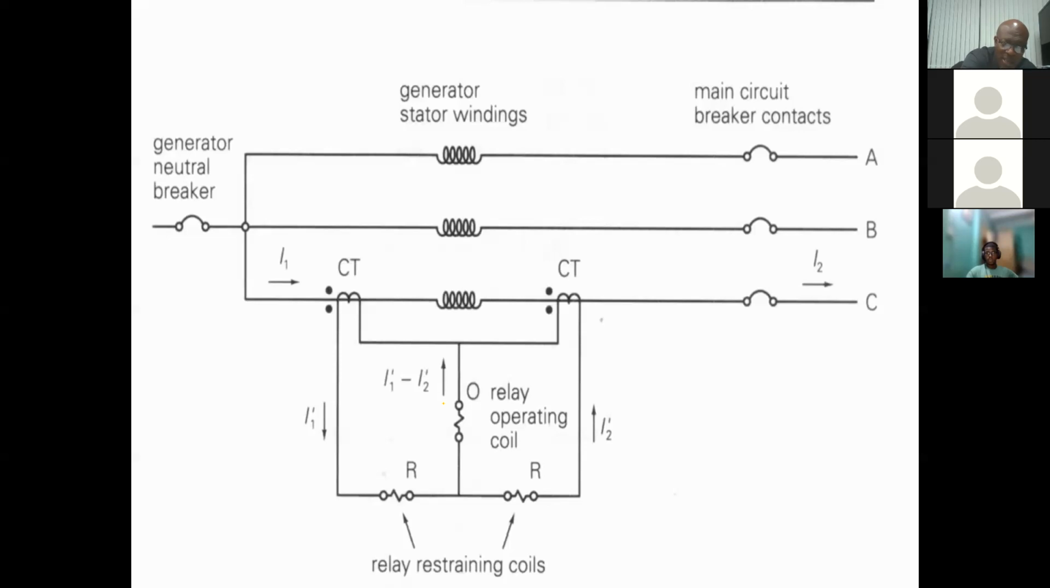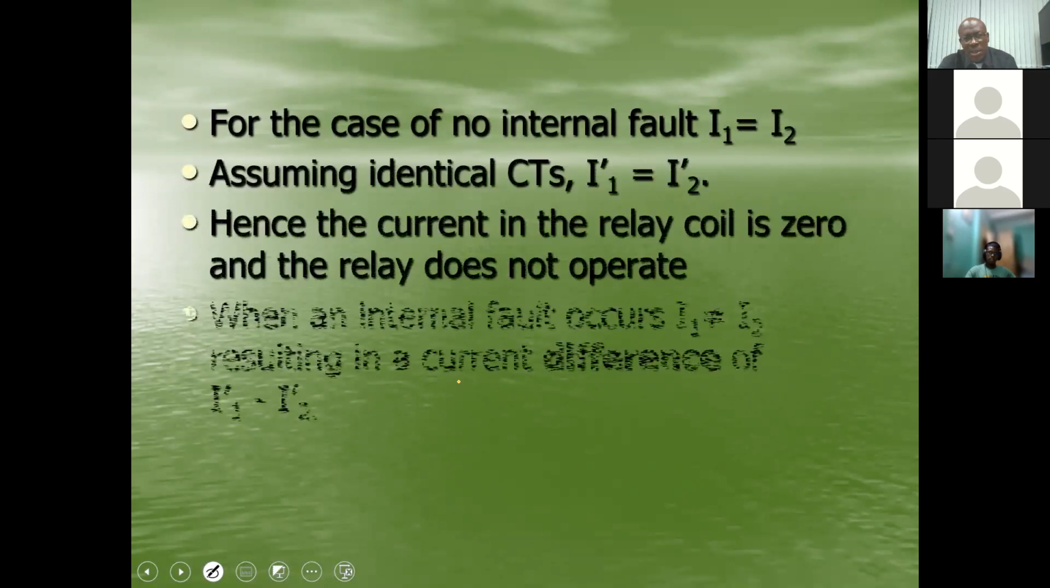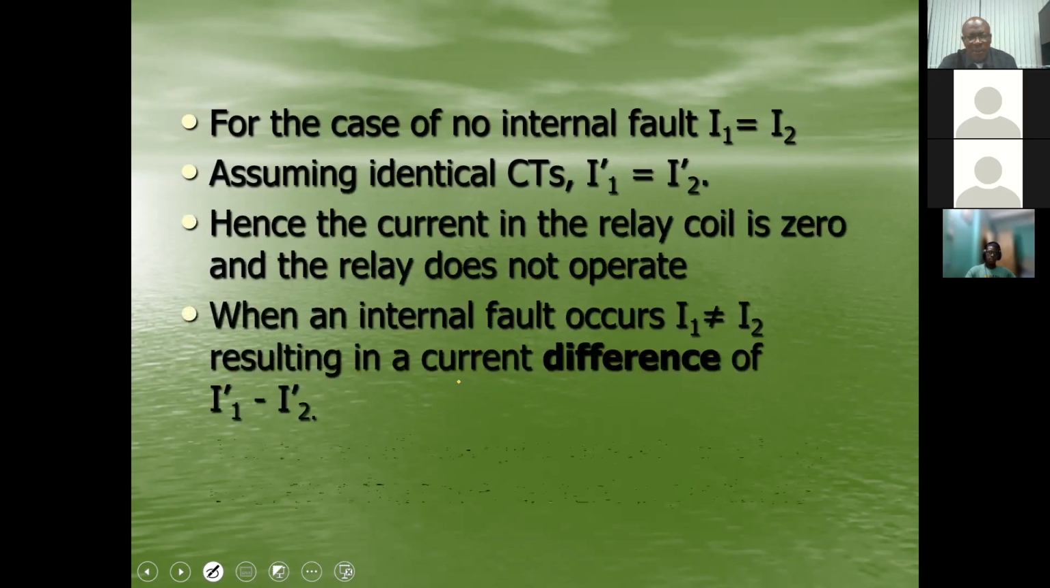So we have a current passing here. We know the differential means that if the current entering is the same current leaving, we're good. We don't have to worry about it. But if there is a difference, then it will energize the operating coil and the relay will operate. But we have to bear in mind the through fault concept, where a large fault current passes through the device but will not trigger the differential system.